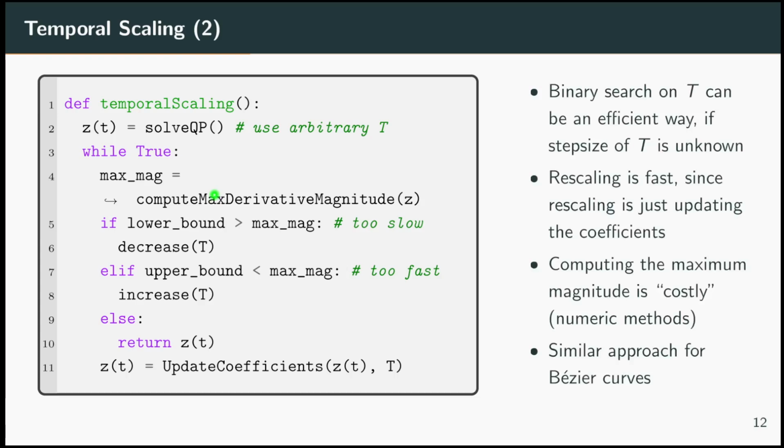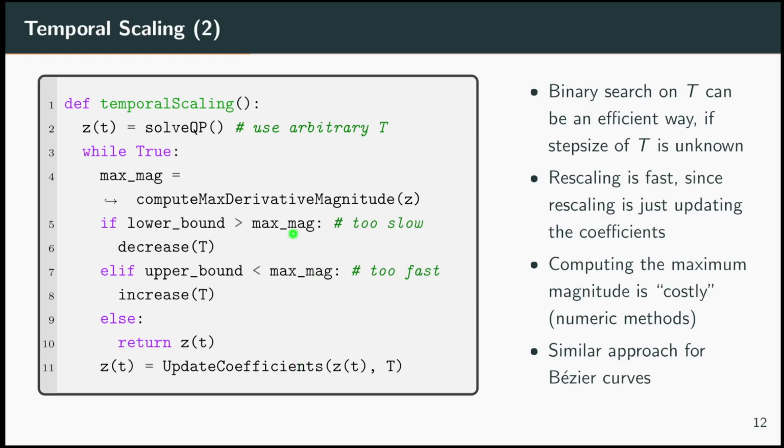Okay, and now one problem is really what does decrease and increase mean? That's typically some sort of hyperparameter. So you either multiply with some sort of factor, or you add or subtract, depending on how you feel about it. Another way could be some sort of binary search instead. So instead of having this loop, you just have a whole range of things that you want to try, and then you very quickly come down to a solution. Then rescaling, or this update coefficients down here, is extremely fast.